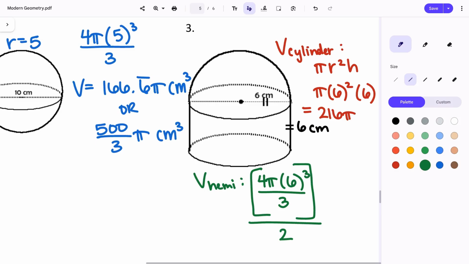What'd you guys get here for just this? 144. Good, that's what I have written down. So that whole mess of a formula there should simplify out to 144 pi. Now, what do we do to finish? Add them. So we're going to take this 216 up here and this 144. We need to add them together to get the total shape.